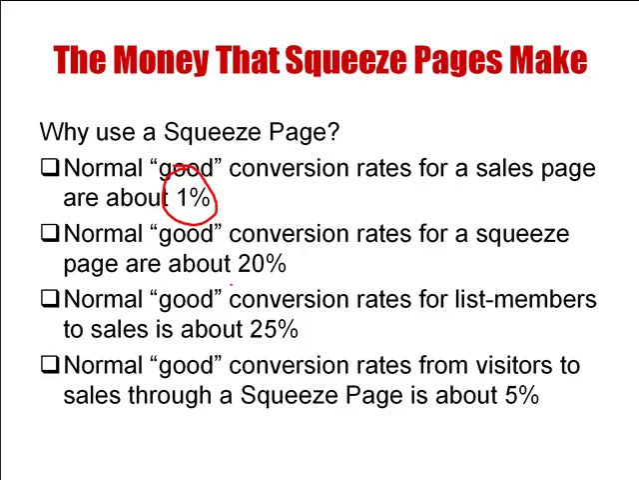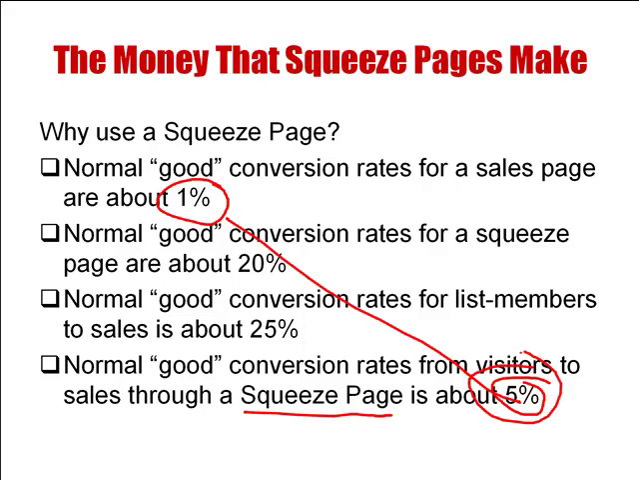But if they join a list, if they're one of the 20% of the people that joins a list, then over time, you'll get a quarter of them. Now, I'm not guaranteeing that, and it depends on about 100 different factors, but I've found that to be true in some of my businesses and many others. So what that means is that the normal good conversion rate from visitors to sales, if they're going through a squeeze page, is about 5%. Okay, and 1% is a whole lot smaller than 5%, right? I'd rather have the 5.